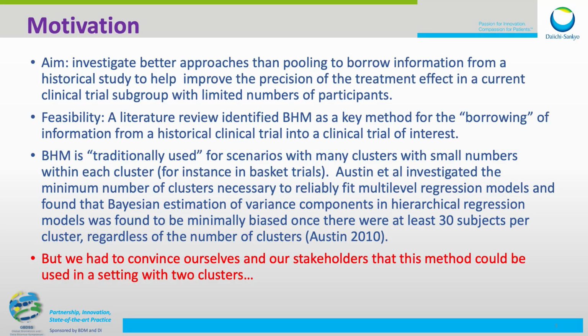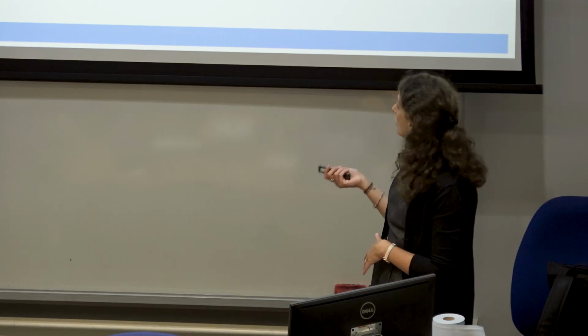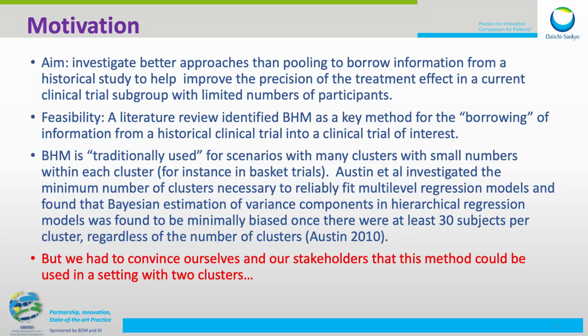So just through the feasibility stage, I did a literature review, identified BHM as a key method for this. But just to note, BHM is really traditionally used for scenarios where you have sort of many clusters with small numbers. So for instance, in cancer, it's often used for basket trials, okay? So there was a simulation paper done by Austin in 2010, which looked at what happens with the variance components and sort of bias when you have fewer clusters but more people in your clusters. But I think we had to convince ourselves and our stakeholders that this method could be used in a setting with two clusters. So anyhow, that's kind of the main motivation.